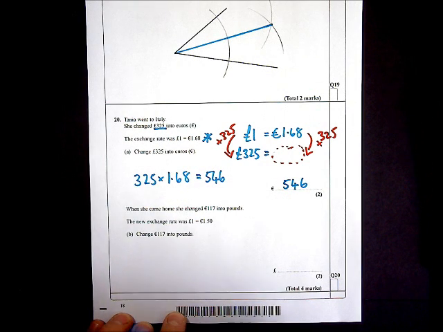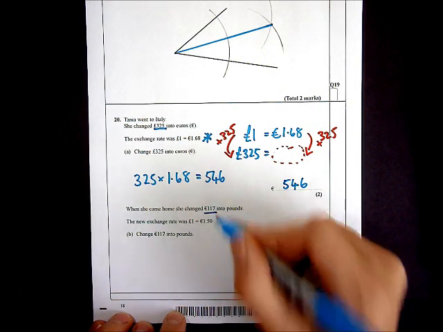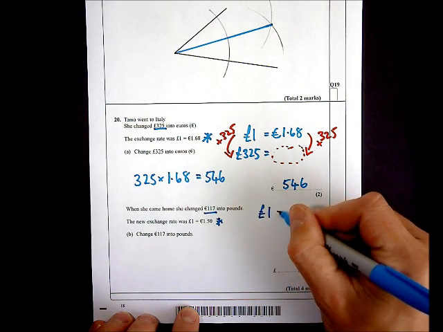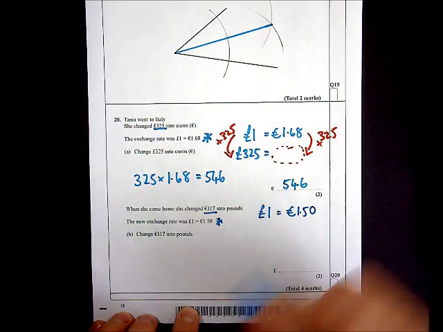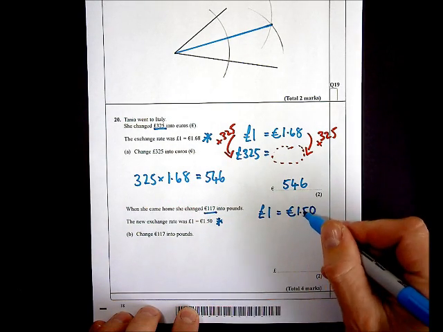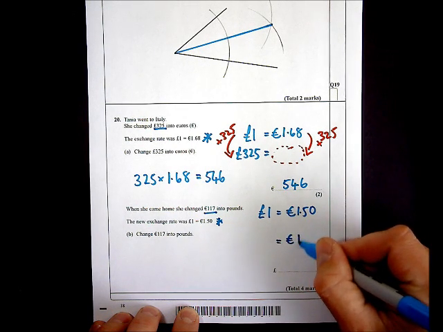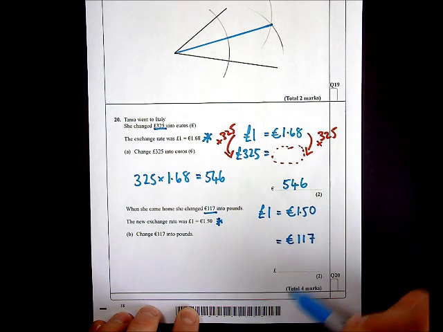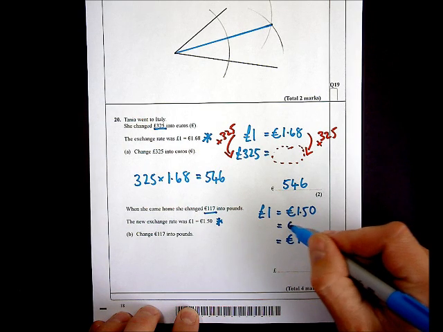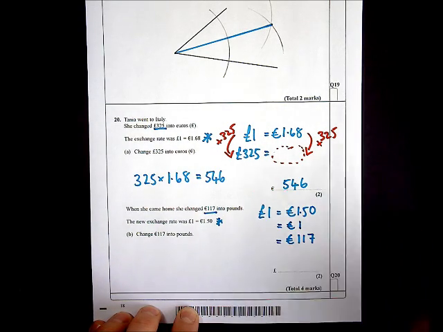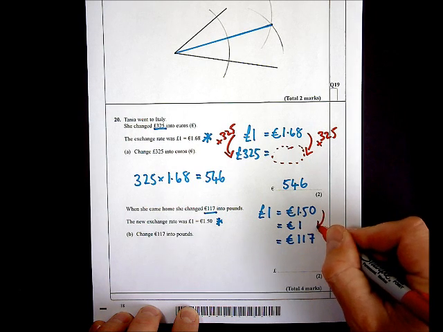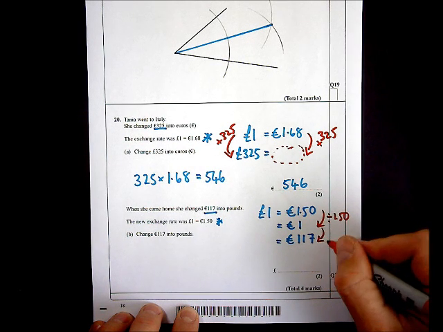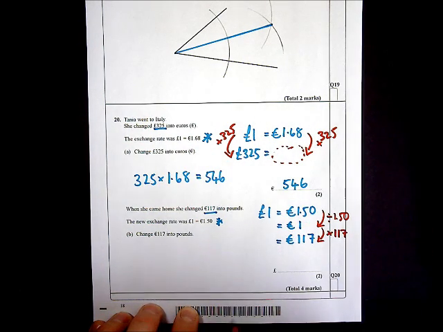In part B, I'm told that when she came home, she changed 117 euros back into pounds, and I'm given a new exchange rate here of £1 is equal to €1.50. And I want to know what 117 euros is. So I'm going to line this up under the euros, and that will be 117 euros. Now at the moment I can't quite see what I'm going to multiply 1.5 by to get straight to 117, so I'm going to put an intermediate stage in and go down to €1. So to go down to €1 from 1.50, I'm going to divide by 1.50. And then once I've got €1, I can multiply by 117, and that will tell me what 117 euros is.